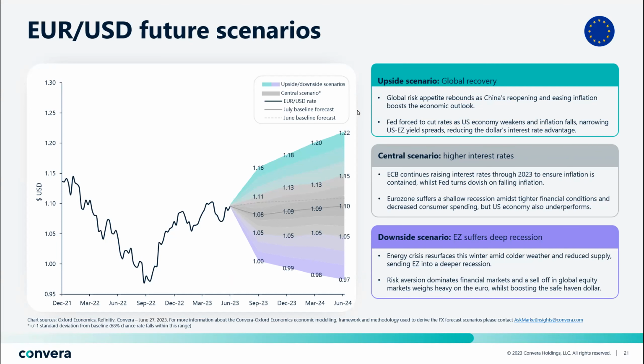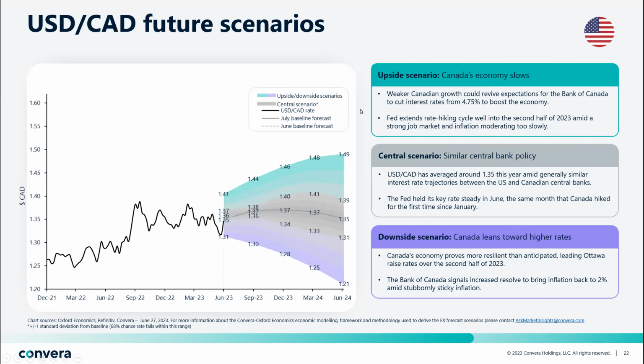Now let's turn to dollar Canada future scenarios. For dollar Canada, we saw dollar Canada kick off the year, 135 was the level. This year the range has been 131 to 138, and the central scenario calls for a level of around maybe 137 by the end of the year.